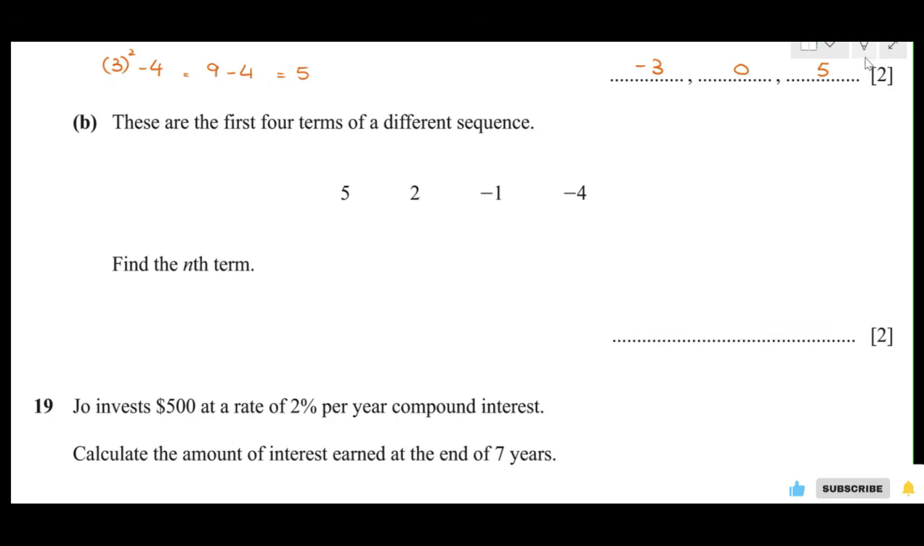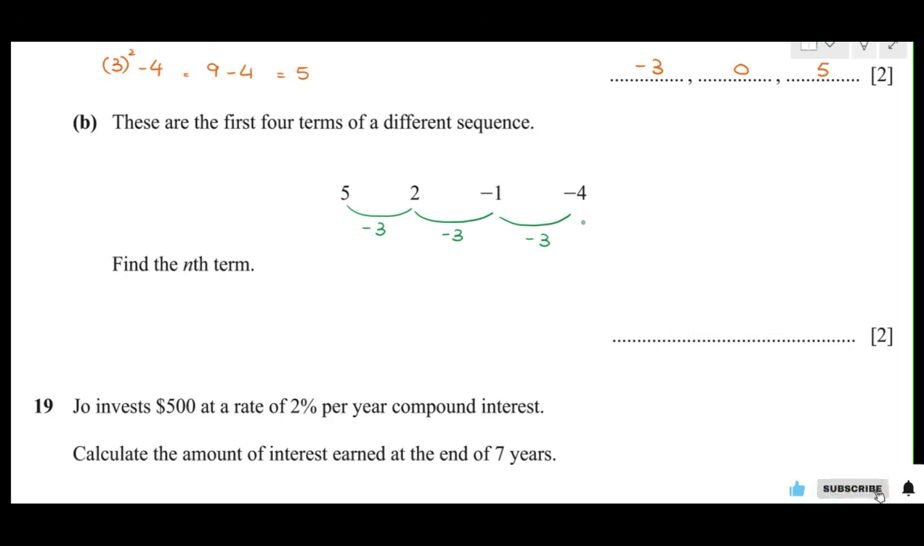Now for part B, these are the first 4 terms of a different sequence. Find the nth term. Okay, so find the difference between the terms. From 5, when you subtract 3, you get 2. From 2, take away 3, you get negative 1. From negative 1, take away 3 is negative 4. So minus 3 each time.